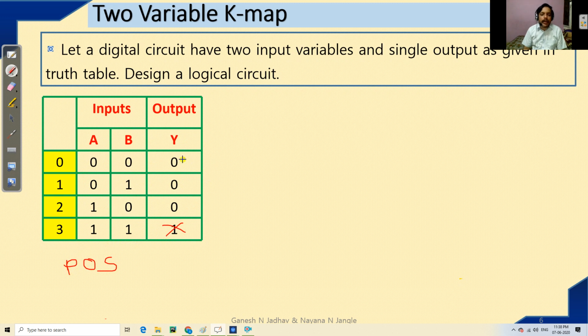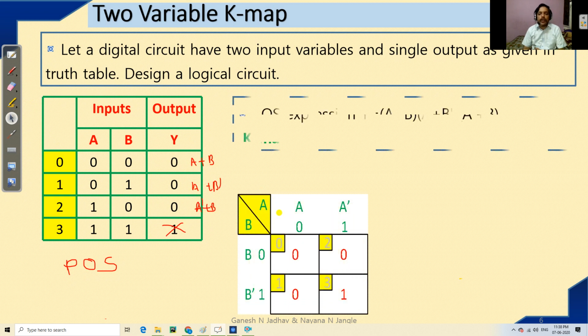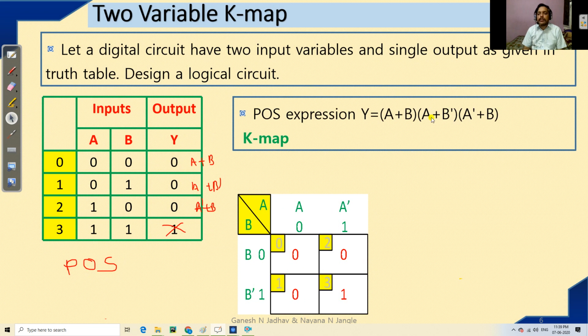So how can I write down the POS equation for this? For this, the POS term will be A plus B. In earlier videos we have discussed this. Okay, so here it is 0 1, the output is 0, which means A plus B dash. For this, the output term is A dash plus B. So if I write down the canonical POS equation for this, it is A plus B dash, A dash plus B.